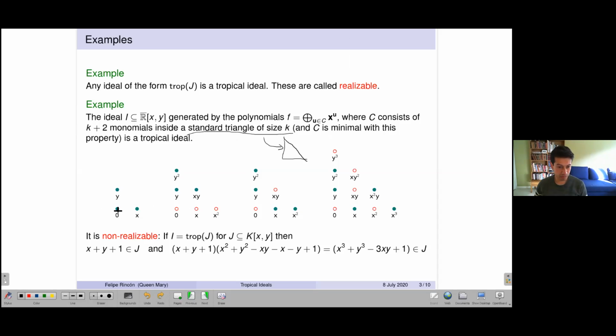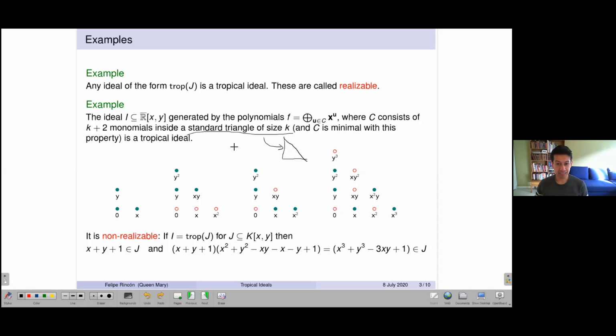So for instance, 0 plus x plus y is a generator for I because these are 3 monomials inside a triangle of size 1. Here's another generator, although you don't really need it because it's a multiple of this one: y plus xy plus y squared, 3 monomials in a triangle of size 1. Here's another generator, 4 monomials in a triangle of size 2. These 4 that I have highlighted here. Here's another one, 5 in a triangle of size 3. So the sum of these 5 monomials is going to be a generator of your ideal, and so on. And you have infinitely many generators. You take the ideal that they generate, and that's going to be I.